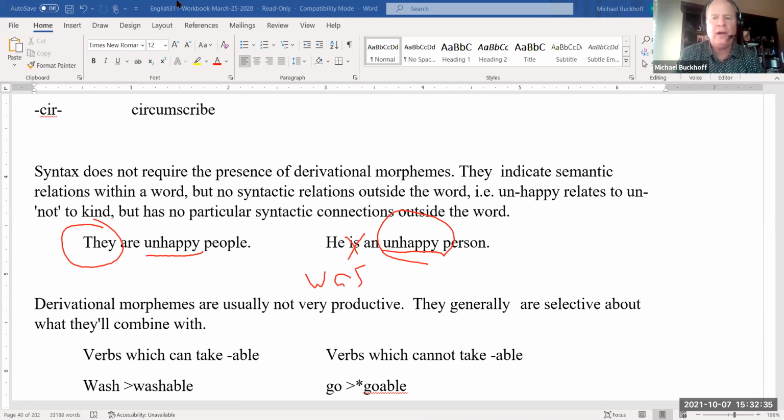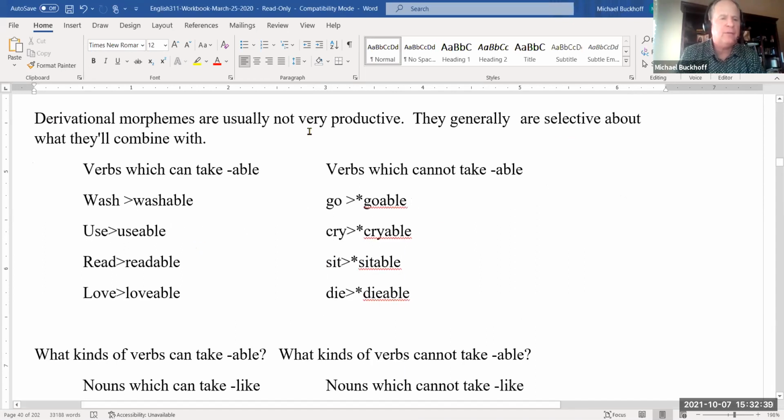Then the last point I will make today is this. This is where I'm going to end. This is where I end every section. Derivational morphemes are usually not very productive. They're generally very selective about what they'll combine with. And that creates a very big problem for language learners.